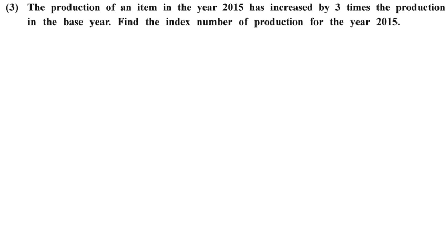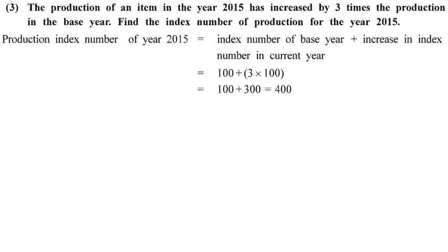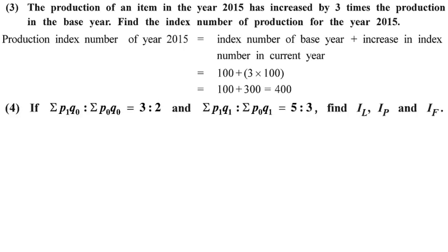Compared to the base year, the current year production has increased by 3 times. It would be something like this: the index number of base year plus 3 into 100, that is 100 plus 300 is equal to 400. So your index number will be 400. Increase means plus 100. Times means into 100. Increased by 3 times, that is 100 plus 3 into 100, that is 100 plus 300, 400. The index number will be 400.